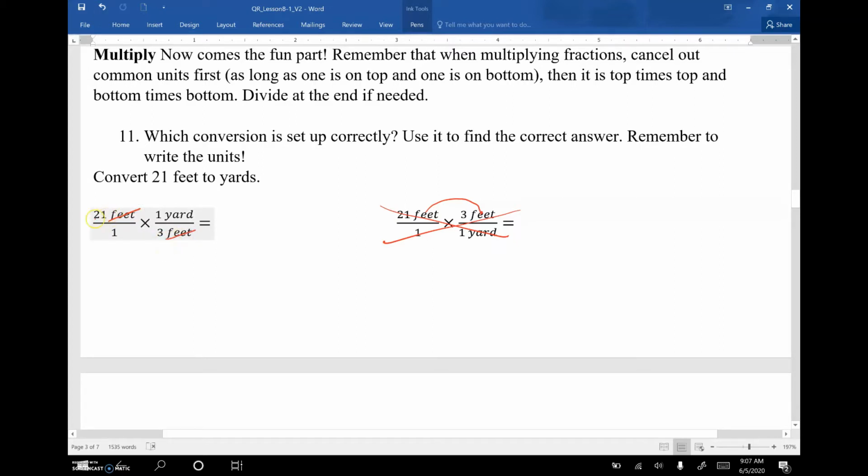And we're going to just do top times top, bottom times bottom. So top times top, 21 times 1 is 21. 1 times 3 is 3. The only unit I have left is yards. And then remember that this is just a division, so if you need to divide at the end, 21 divided by 3 is 7. 7 yards.